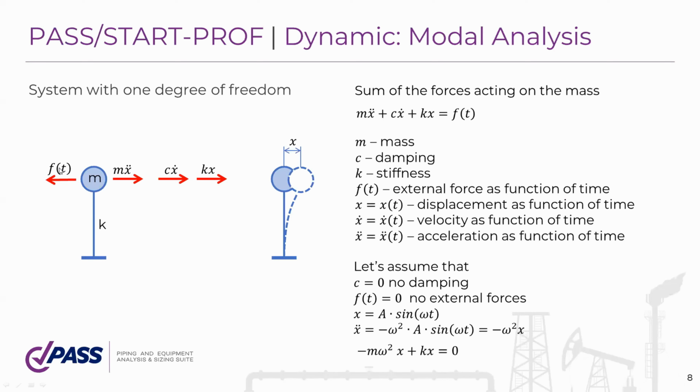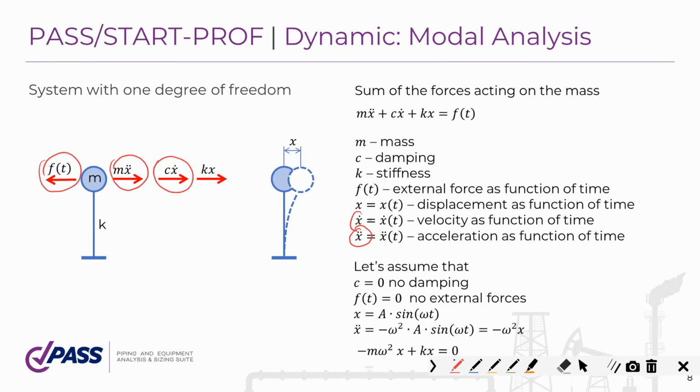The first force is the external load that is applied to our mass. The second is the inertial force. It is equal to mass multiplied by the acceleration. The next force is the damping force. It is the damping multiplied by the velocity. And the last force is k times x, where k is the stiffness of the support under this mass, and x is the displacement of this mass.